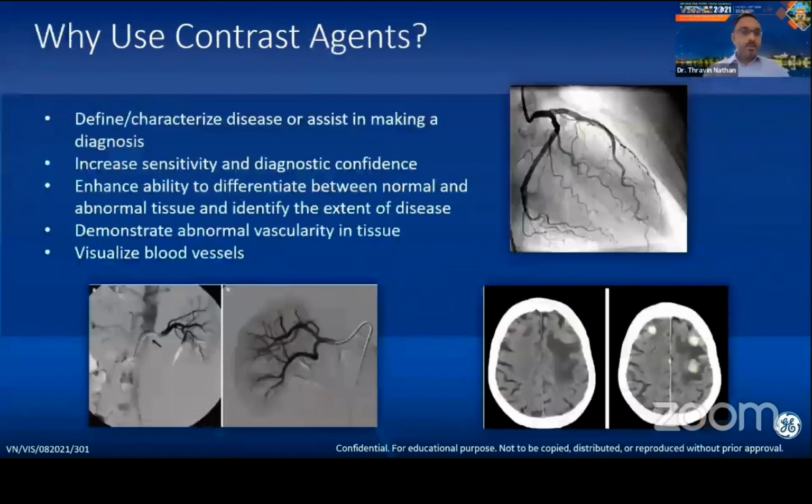Why use contrast agents? Simply to define, understand disease better, enable better diagnosis, improve confidence and sensitivity in diagnosis, enhance and differentiate between normal and abnormal tissue, demonstrate abnormal vascularity, and to better visualize blood vessels.